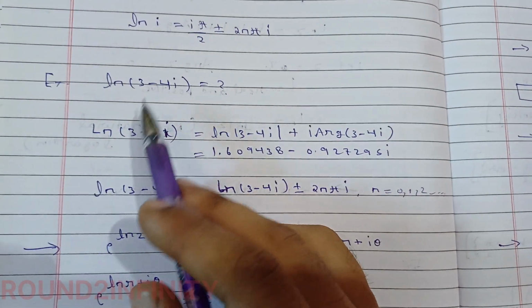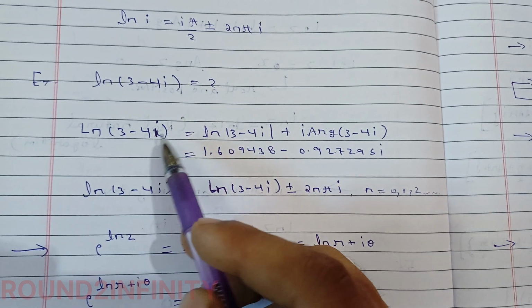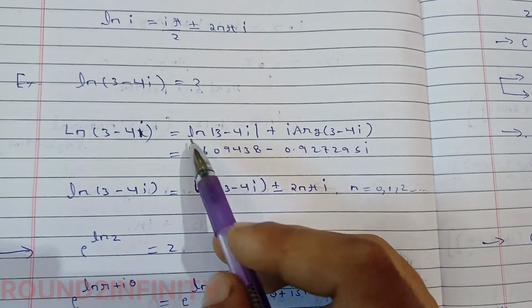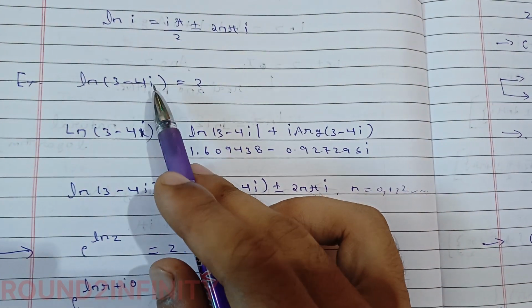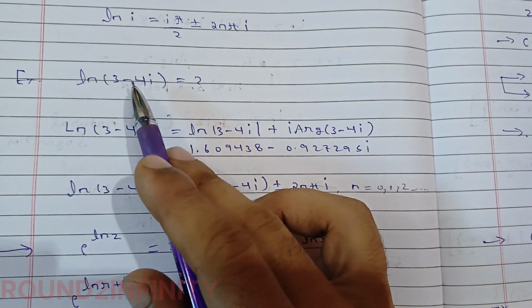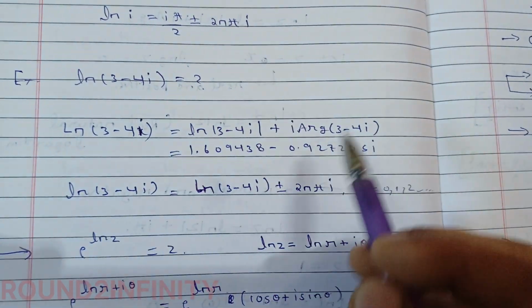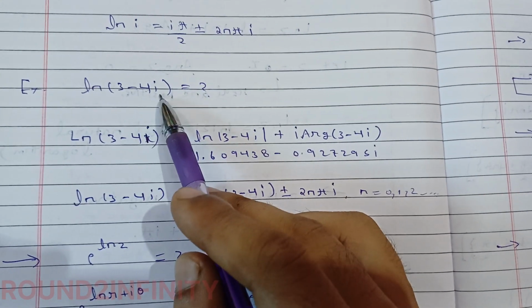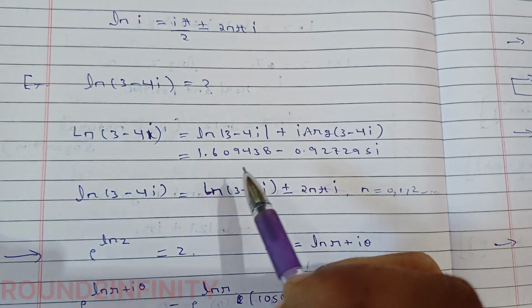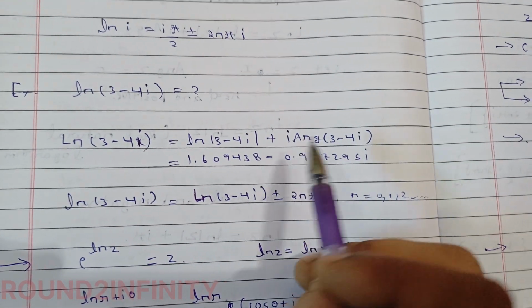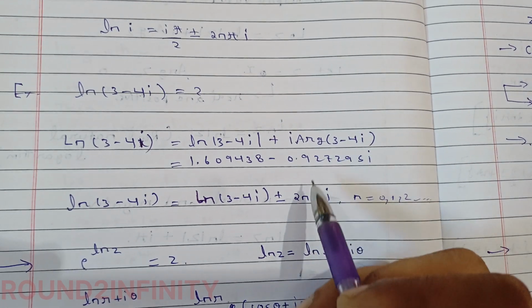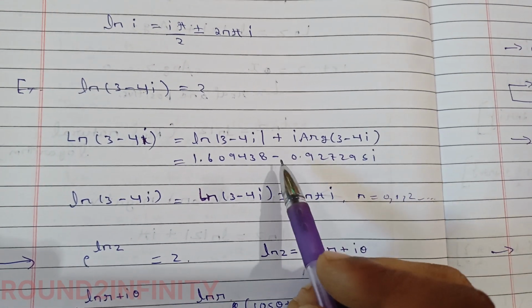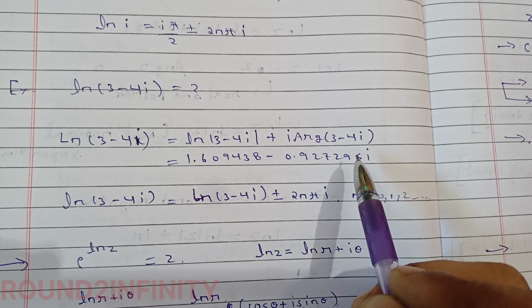So what will be this? First, the principal value. For the principal value, log of 3 minus 4 iota means log of the mod of this, plus iota times the argument of this number. You can find the argument of any complex number, I already told you how to find that. Just see in which quadrant it lies. It has -4 in y and 3 in x, so it will lie in the fourth quadrant.